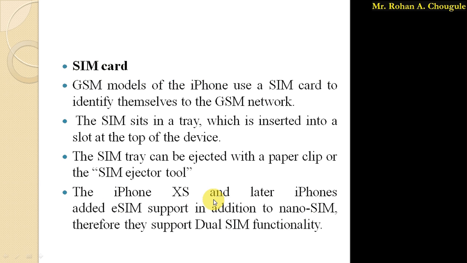The iPhone XS and later phones added eSIM support in addition to nano SIM. So basically the nano SIM is there in the iPhone, and from the iPhone XS and later phones, that is iPhone XS, iPhone XR, then the iPhone 11 series, they support eSIM also. Nowadays Airtel has this eSIM. So these iPhone XS and later phones will support dual SIM functionality.